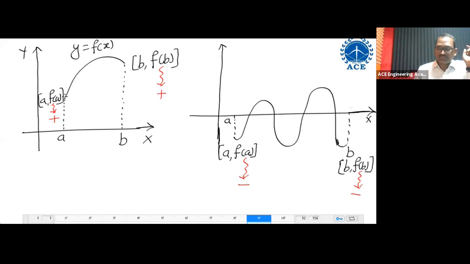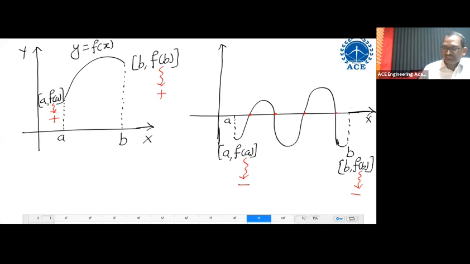Suppose f of a and f of b are of the same signs, then no root lies between a and b. No root lies between a and b means the curve doesn't cross the x-axis between a and b. Or an even number of roots lie between a and b, which means the curve will cross the x-axis at an even number of points between a and b. This is the theorem statement.